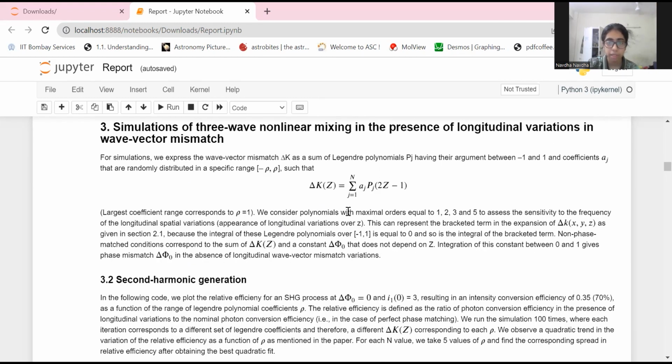Then we'll be plotting for n equal to 0 also. It might be a little confusing because the summation here itself starts from 1, but n equal to 0 just represents a constant phase mismatch equal to rho. So rho here is half of the length of the interval over which we are considering the Legendre coefficients.